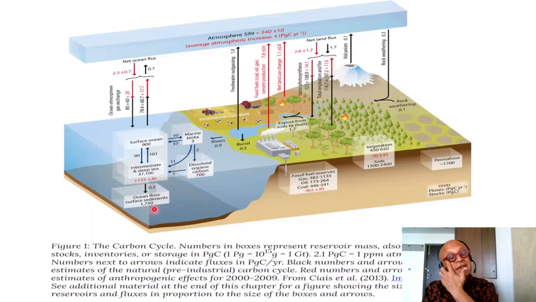So you can get a sense of the residence time here. You take any particular reservoir size of, let's say, 37,100 petagrams and divide it by one of the fluxes, and that gives you how long carbon stays in each of these boxes or reservoirs. Okay, that's the usefulness of residence time.